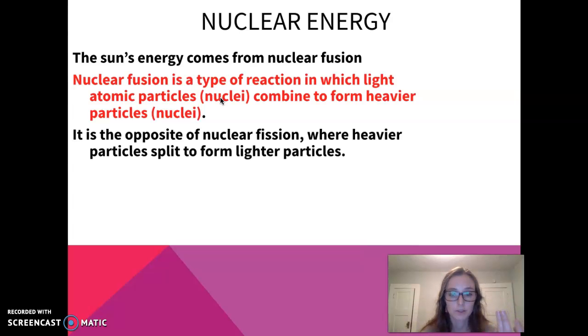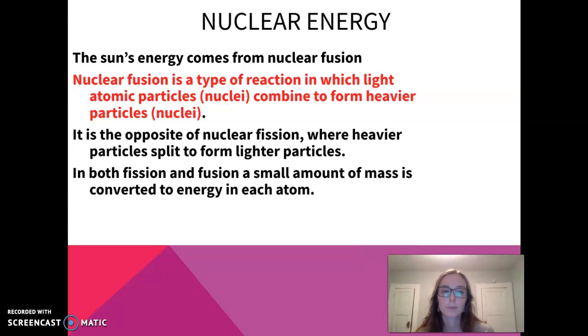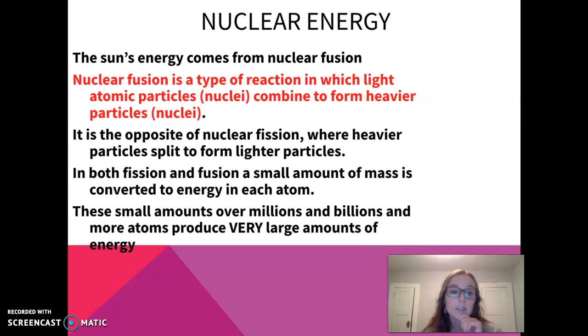And then also part of nuclear energy is nuclear fission, the opposite of that, where heavier particles split apart. So if you've heard of a fission type fracture, that is when your bone is splitting, and this is splitting to form lighter particles. And in both fission and fusion, a small amount of mass is converted to energy in each atom. So that's where we can talk about the energy transferring from one thing to another.